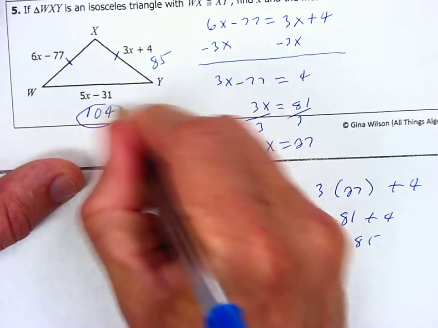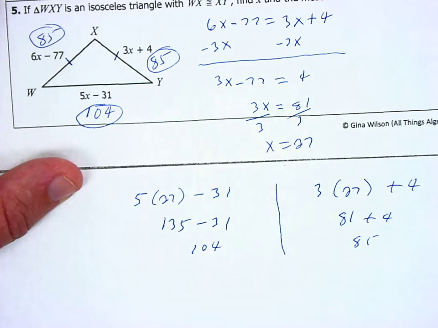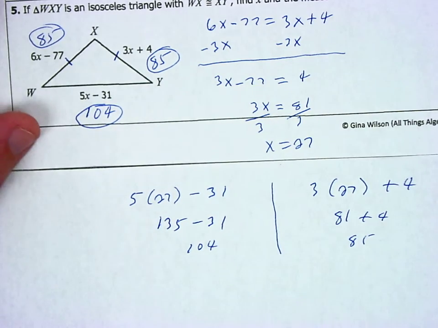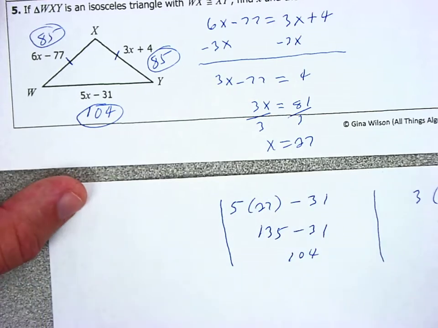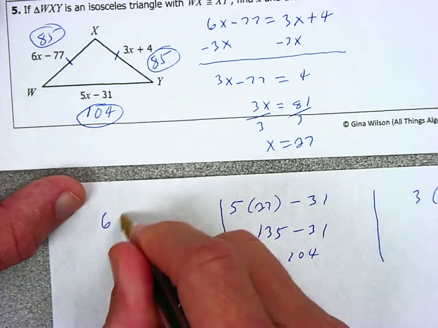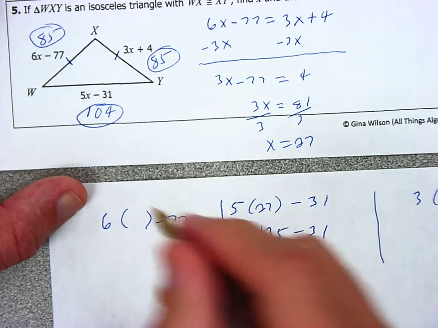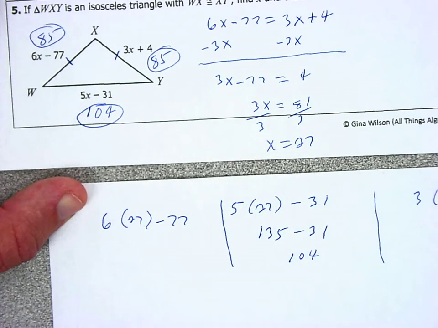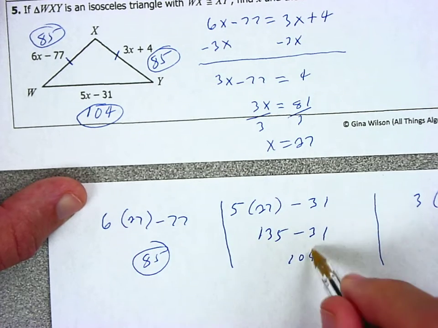Let me circle these answers, and then I'll put 85 here because we know those two sides are equal. I have doubters out there. Okay, fine. If you just want to make sure you're right, grab that other expression. We'll plug in the 27 again and see if it really works. So here we go, 6 times 27, and then you subtract the 77, and look at that, 85.